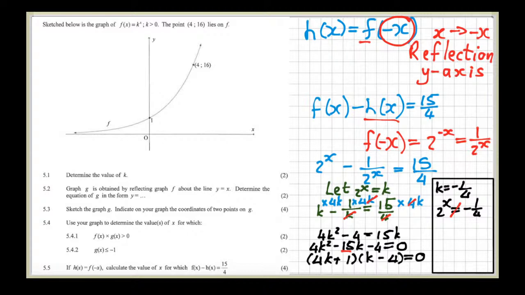My second possibility is k can be 4. Let me write a big "or" there. In other words, 2 to the x is 2 to the 2, which leads me to x being 2. And there you've got that question. An absolute beaut of a question. I love this.